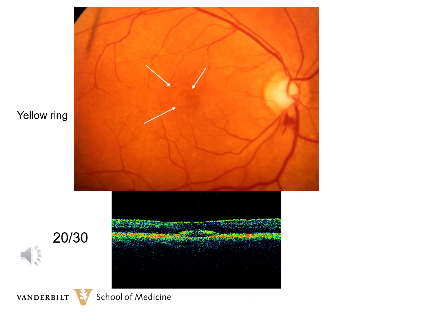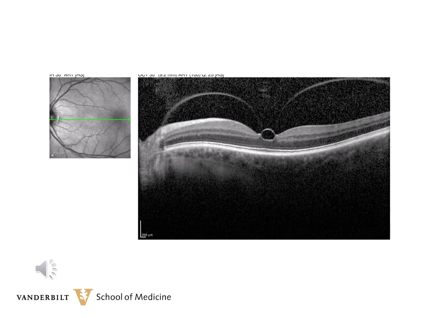Here is an example of a stage 1B according to the Gass classification. The white arrows point to the yellow ring around the darker fovea. The OCT shows flattening of the foveal depression and the dehiscence of the photoreceptors as Dr. Gass hypothesized. This would be a stage 1 on the international classification, just as the first two examples.